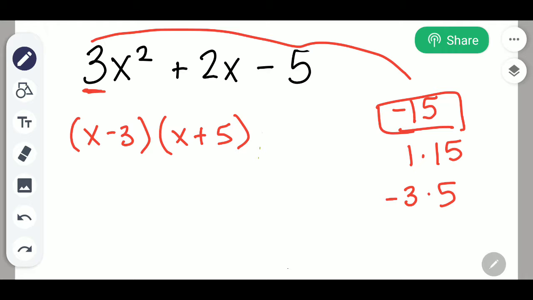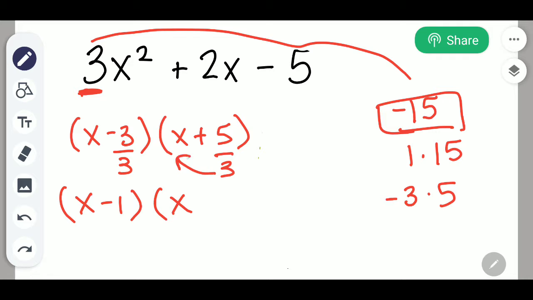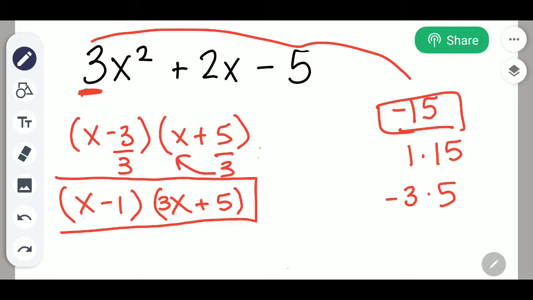And then because we have our A value up here, we have to divide both of them by 3. So this reduces to x minus 1. And this doesn't, so we have the bottoms up, got ahead of myself, to get 3x plus 5. So this right here is our final answer. Those are our factors.